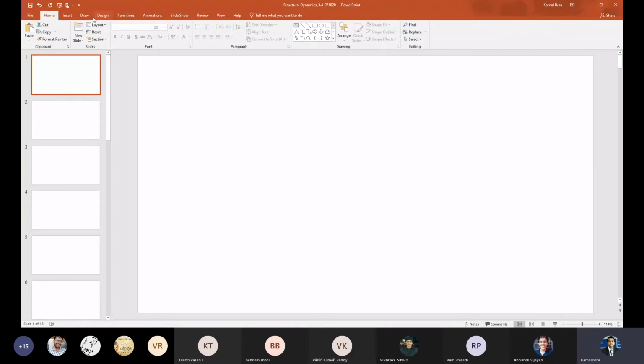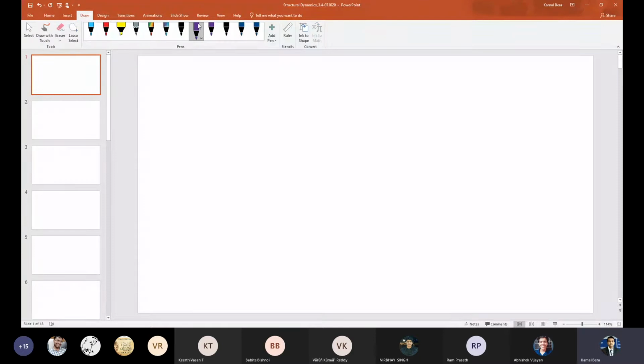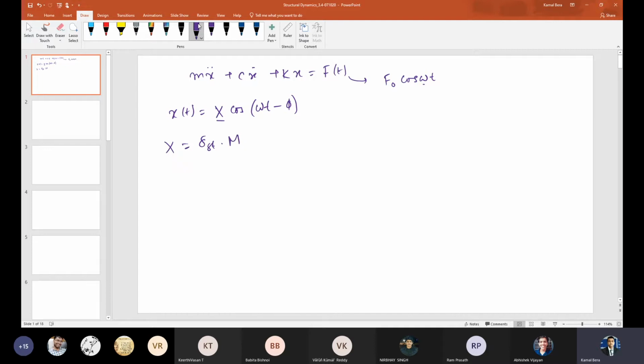So again, I will repeat the same equation of motion here, which we have solved, right? You remember, the system is subjected to some force F(t), where this force is nothing but the harmonic force F naught cosine omega t, where omega is the forcing frequency. And we solve it and find that the solution is x cosine omega t minus phi, where phi is the phase angle and x is the amplitude of the displacement. This is the steady state and we are interested in that only. And we have seen x is nothing but delta st into M, because x by delta st is the magnification factor and M is the magnification factor, right?